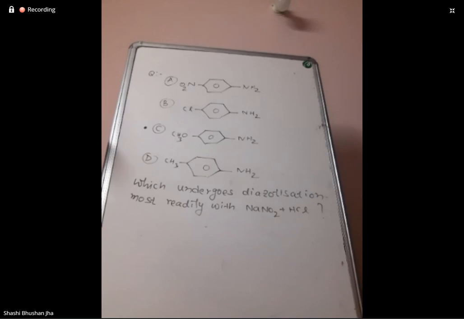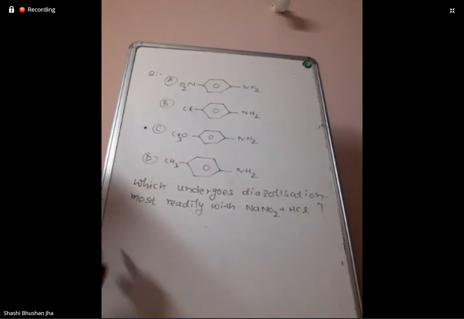See, there are two reactions. One is diazotization and the other is diazo coupling. So in diazo coupling reaction, what kind of group on benzene will increase the reactivity? Electron withdrawing. I'm talking about diazo coupling. In diazo coupling reaction, electron withdrawing groups increase the reactivity. So in diazo coupling, it is electron withdrawing that is going to increase the reactivity.